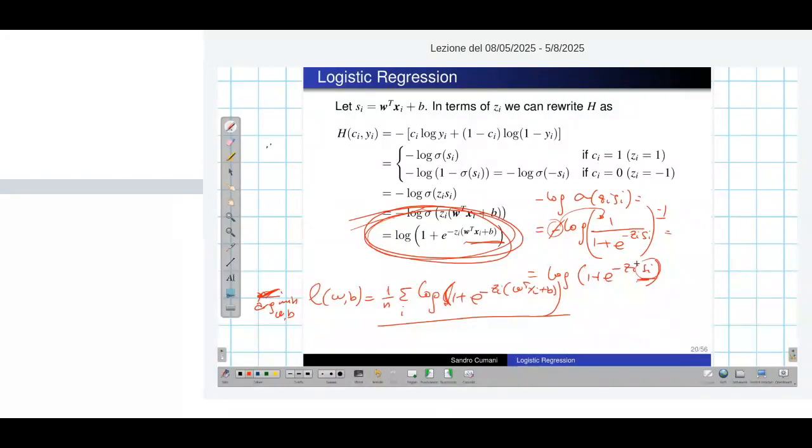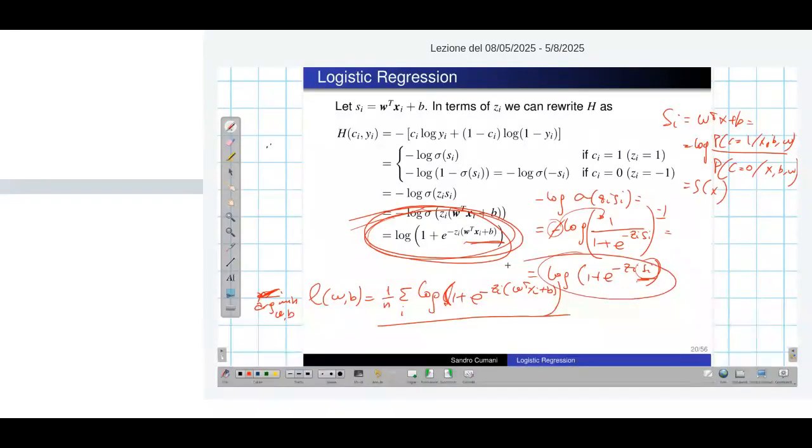Remember that Si is also the score. The score corresponds to W transpose X plus B, corresponds to the logarithm of the class posterior probabilities. All these terms are connected. So this is the meaning of the score. We call it S of X as well.